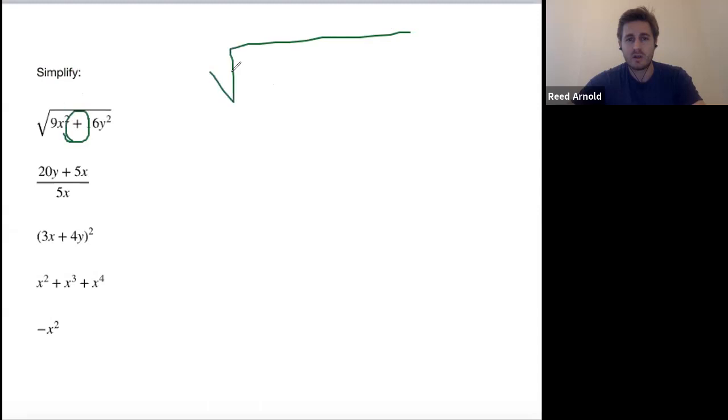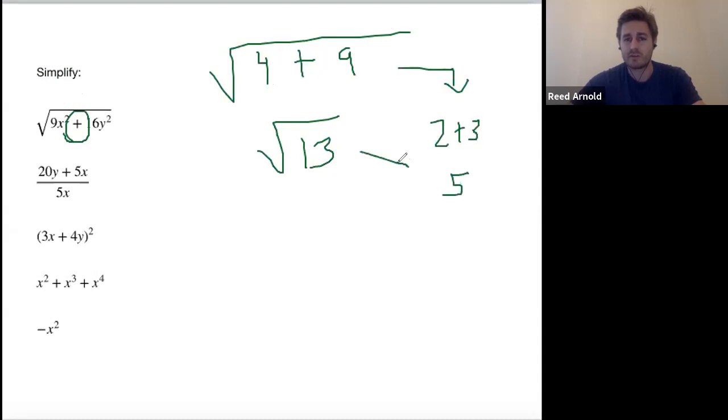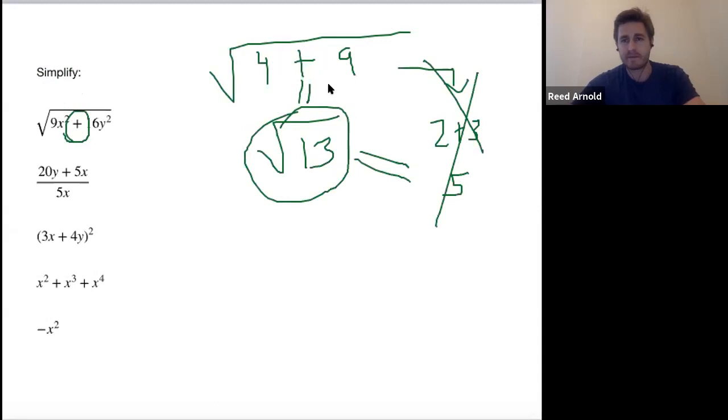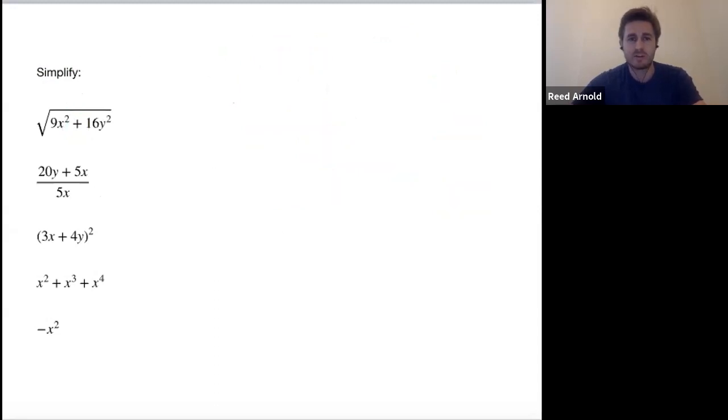I mean, consider, what is the square root of 4 plus 9? Well, we know that's the square root of 13 because 4 plus 9 is 13. But if we try to split it up, it's going to be 2 plus 3, which is 5. And is the square root of 13 equal to 5? No. But this is definitely what we're doing here. So this move is not allowed. Don't split up a radical over addition and subtraction.